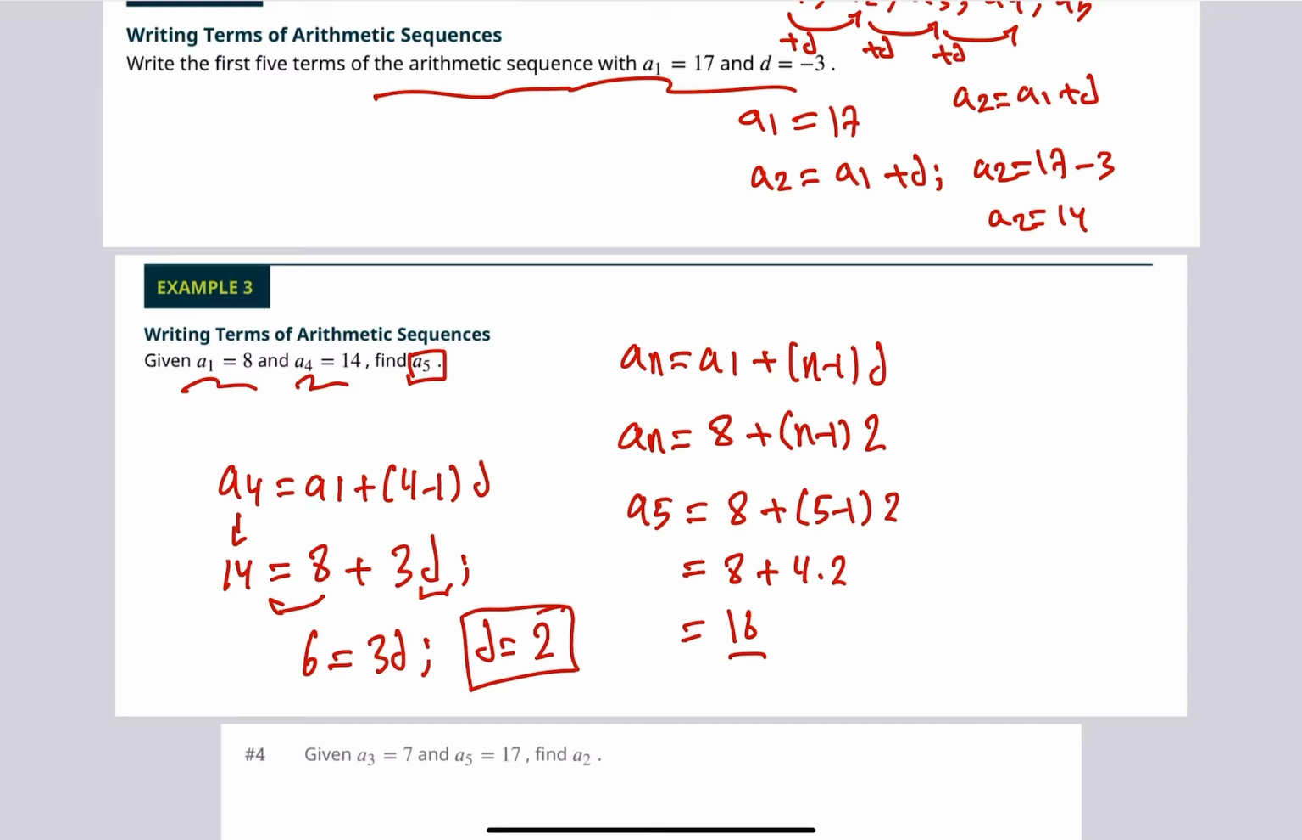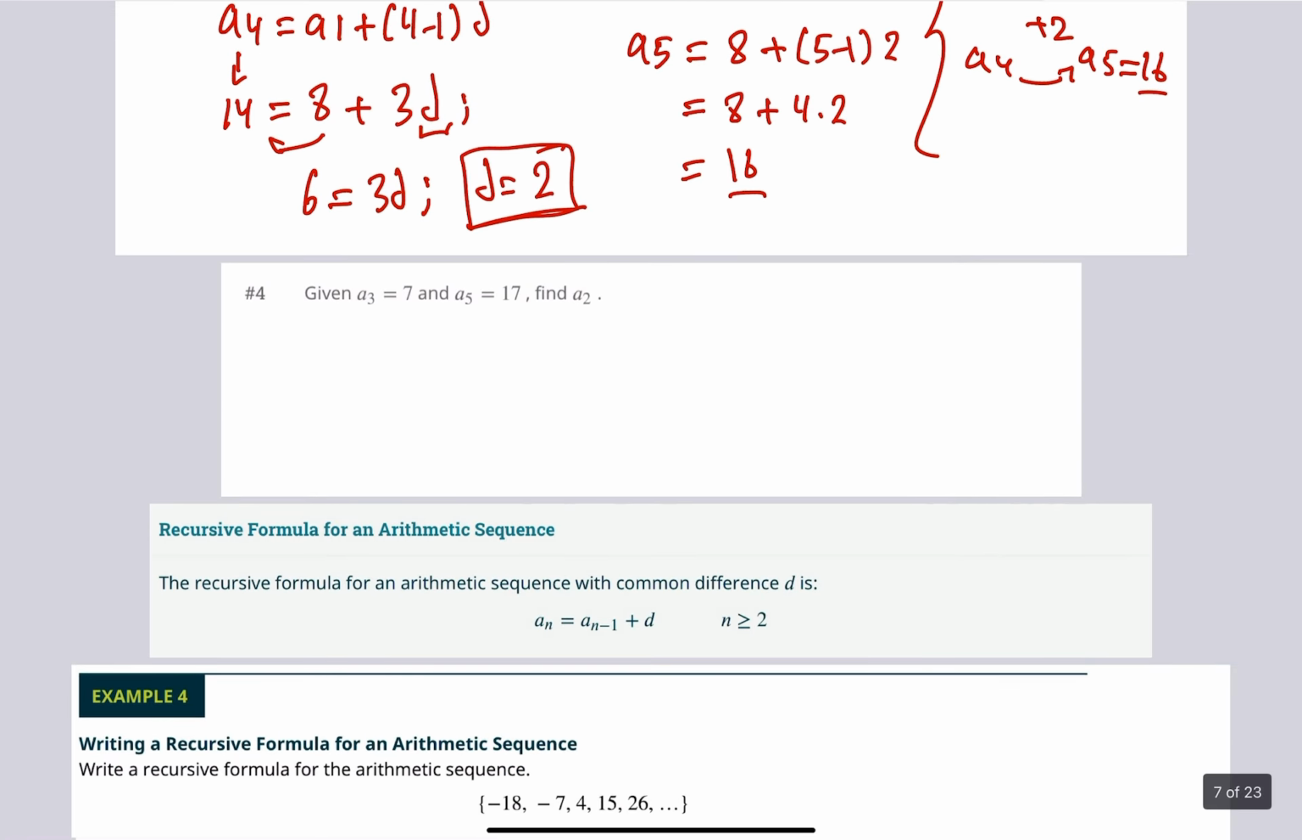Now, the thing is, you could have gone from A4 to A5 really quick if you know the difference, right? And you don't really need to do all of this. You could just say, oh, A4 is 14 after finding the difference, which is 2. A4 to A5, you just add 2, and that's it. You got 16, okay? I just wanted to explain how to plug in d back into the equation, and yeah, give this one a try.